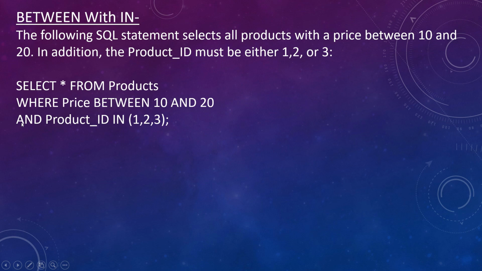Here AND implies that both these conditions need to be satisfied simultaneously. If we had used OR here, then if either of the conditions is true, we will get the final result set. But here, since we are using the AND operator, both the conditions need to be satisfied.